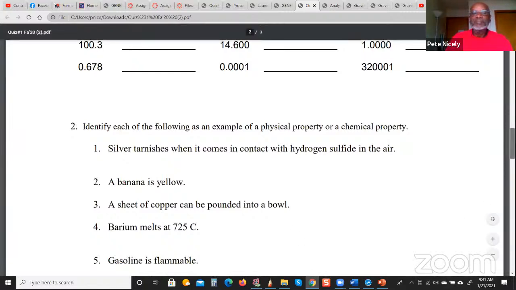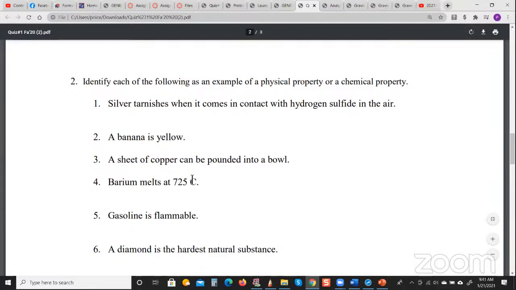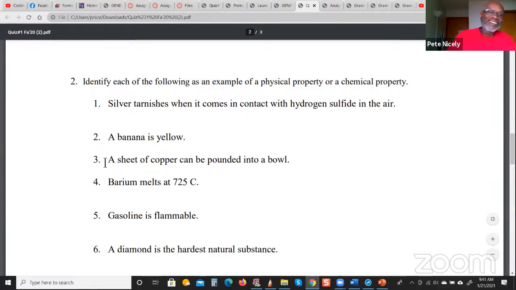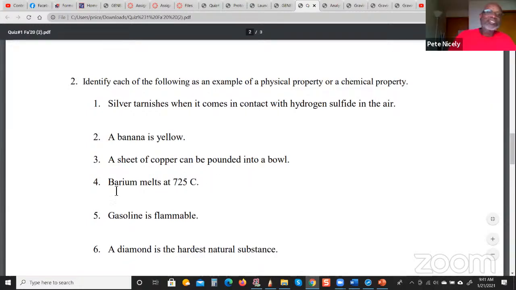So the fourth one is barium melts at 725 degrees Celsius. Is that a physical or chemical property? Did you say number 3 was physical? Oh, my bad. I skipped 3. Thank you. Okay, so number 3, a sheet of copper can be pounded into a bowl. That's a physical property. Physical, exactly. Okay, very good.